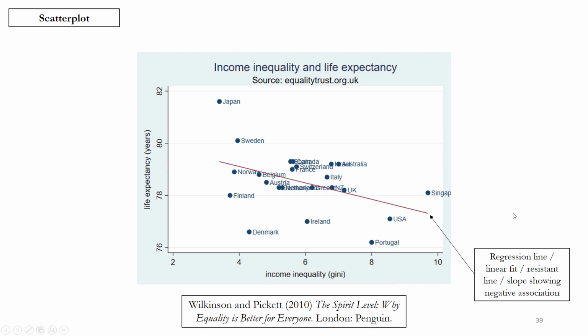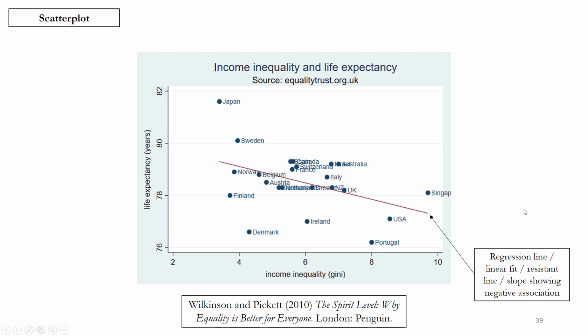What you will commonly see in these graphs is a fit line or a regression line. Depending on the text you're reading, it's referred to by multiple names: regression line, resistant line, slope line, which shows the direction of the association. We will look more formally at the properties of these lines and how they're calculated using ordinary least squares later on in the course. But for the moment, it allows us to assess the direction and the strength of the relationship by looking at the incline of the slope and the direction of the slope.